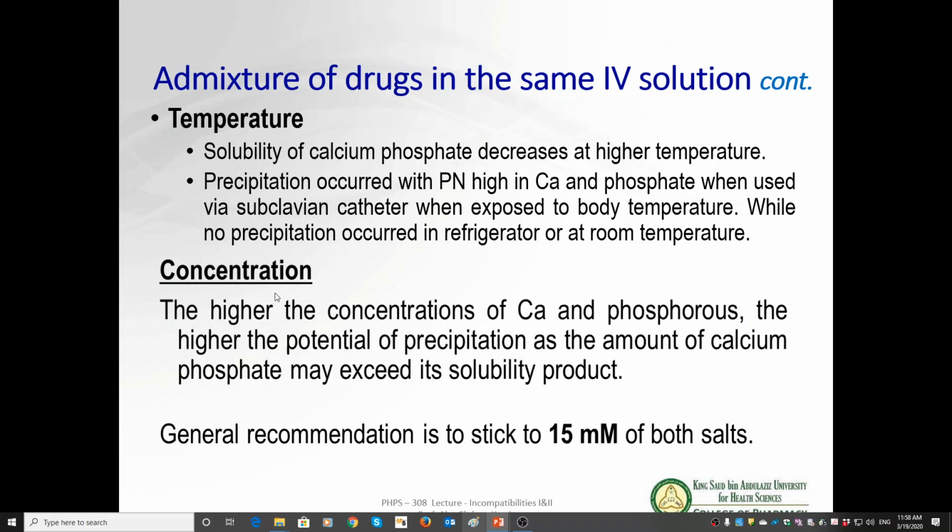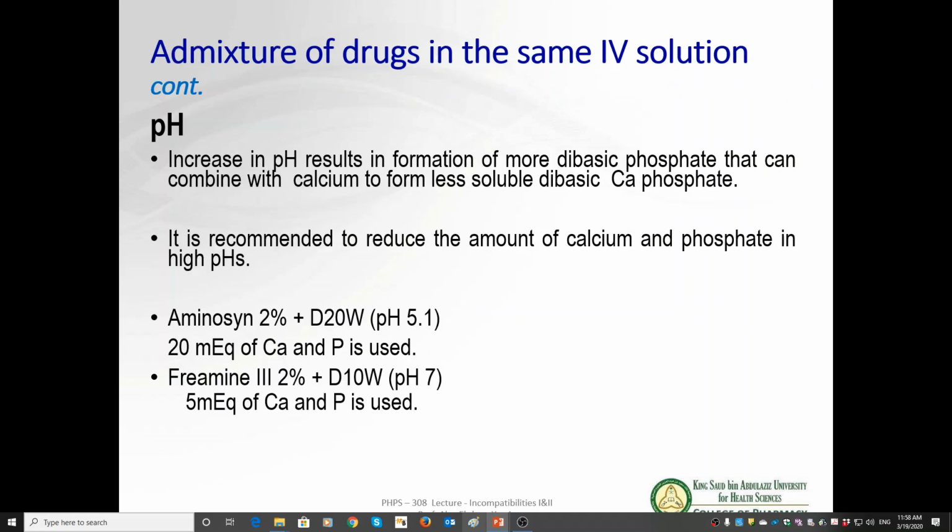The concentration, of course, you try to minimize in order to avoid the interaction. Also, calcium and phosphate concentration should be reduced, and there is a general recommendation not to use concentration higher than 15 millimole of calcium or 15 millimole of phosphate in TPN. So the maximum you go is 15 millimole of both salts.